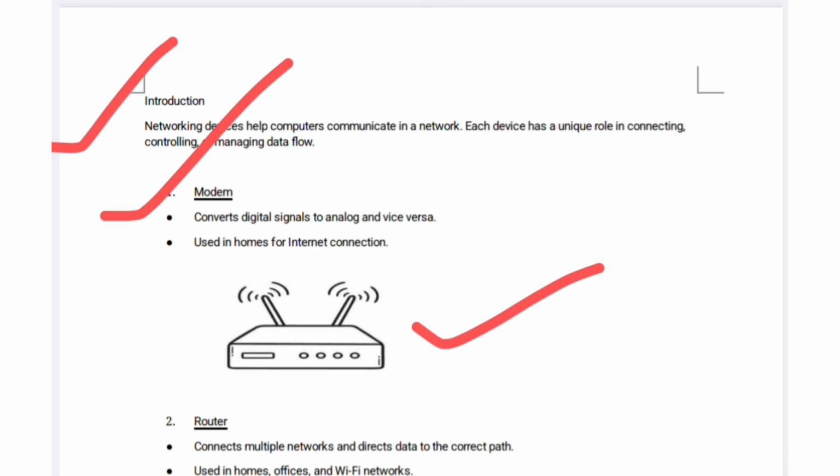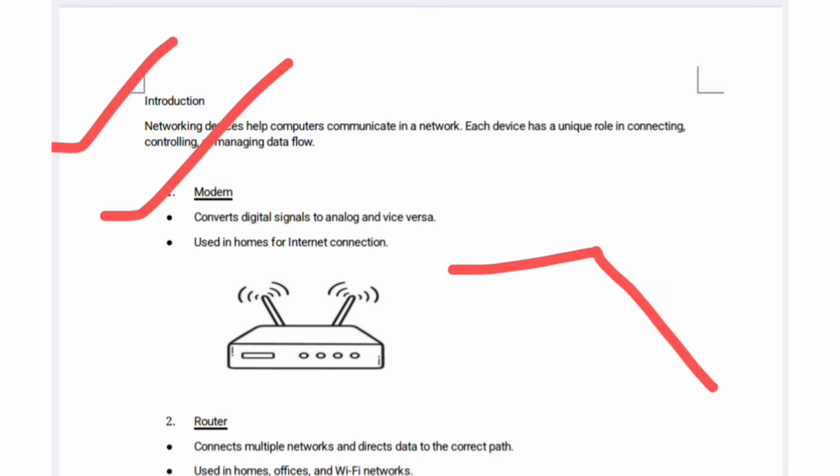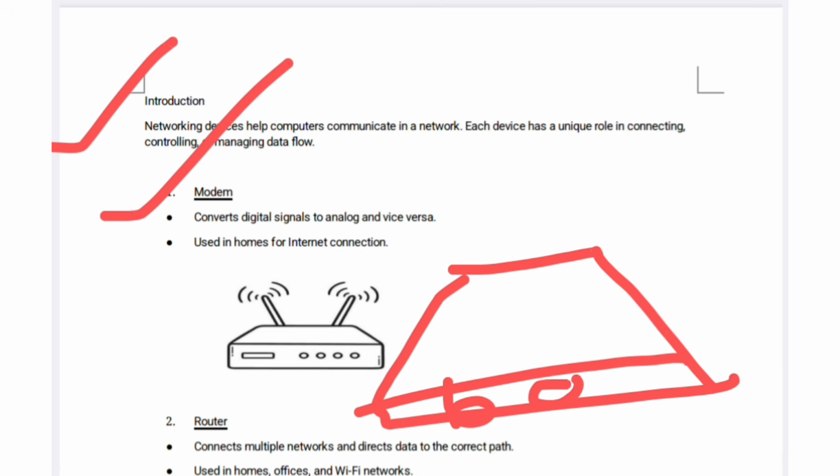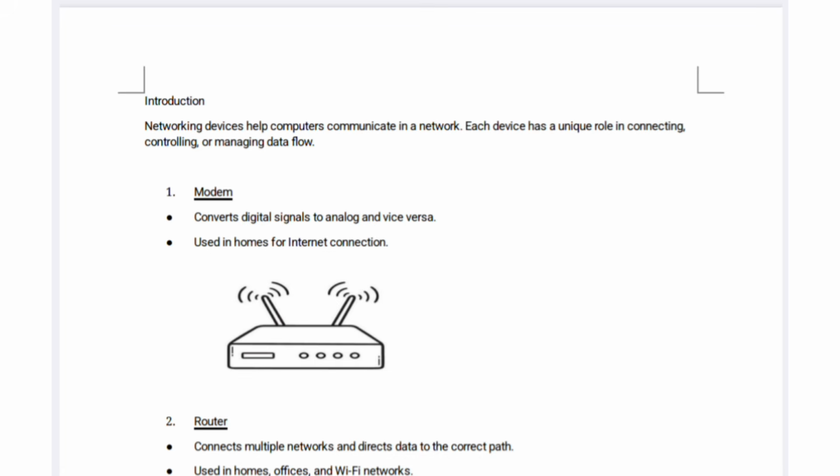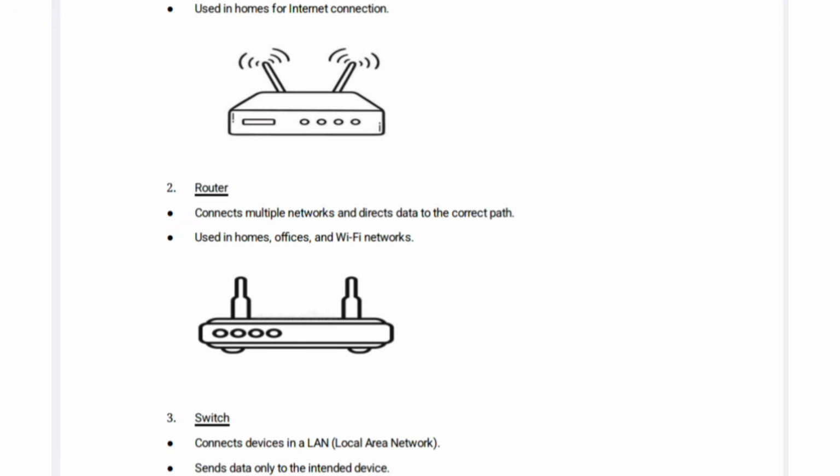This is the diagram, you need to draw it. Okay, simply you can draw it like this also. If you draw like this, this is called modem. Okay, a simple diagram you need to draw. What it does is convert digital signals into analog, and analog into digital signals, and it is used in homes for internet connections. Okay, next you are having router. I have also shown the router diagram on the screen, you need to draw it in the examination. Mainly it will be used in home Wi-Fi networks or in offices also.